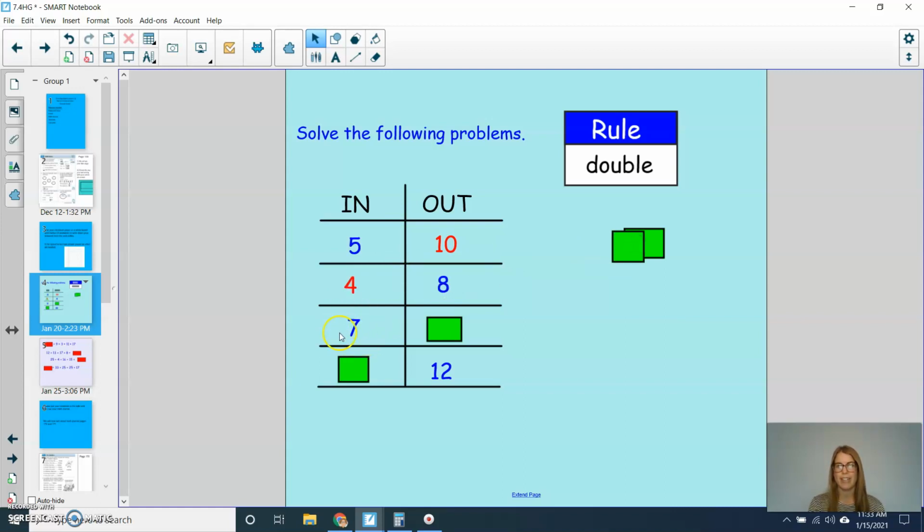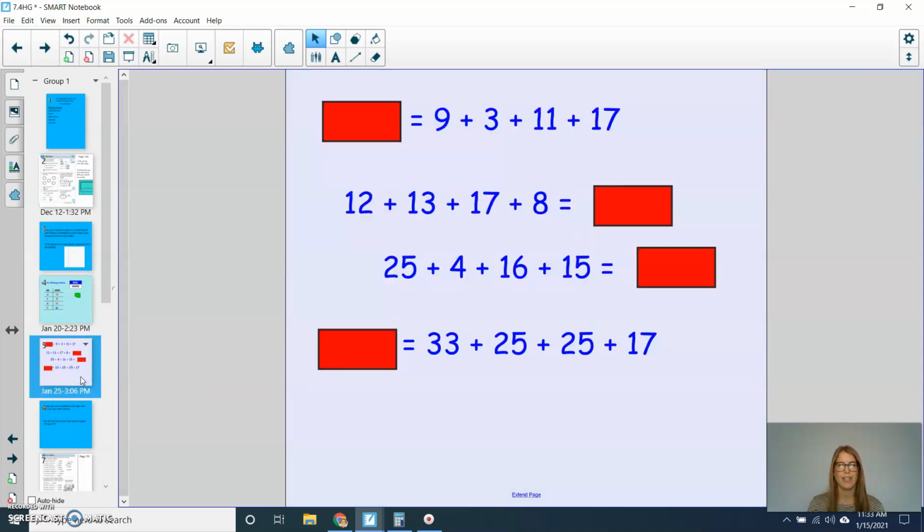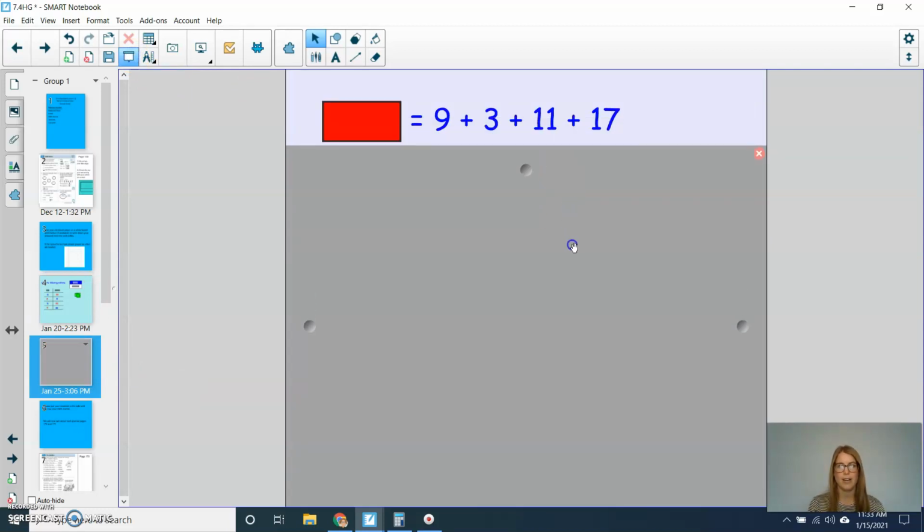If I have 7, what's double of 7? You should say 14. And if I have 12, what's half of 12? You would say 6. For this next one, if you want to write down your answers on your whiteboard, and then press play when you're ready to check. Our first one, we have 9 plus 3 plus 11 plus 17. Press pause and play when you're ready to check.